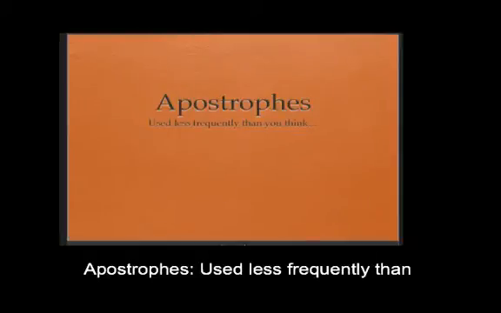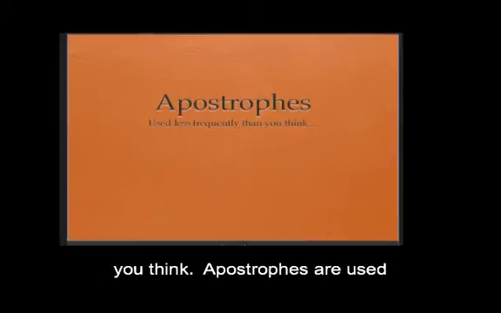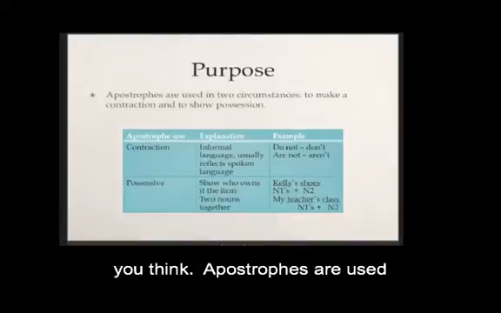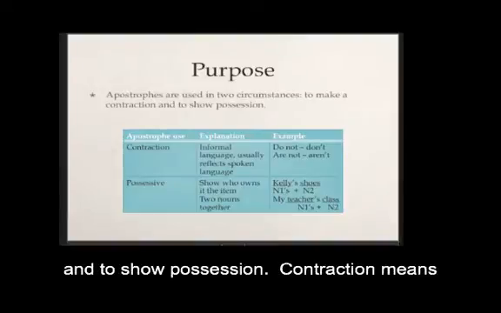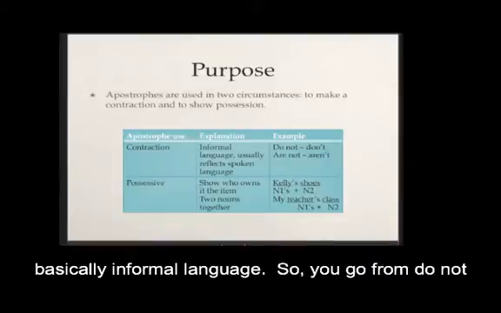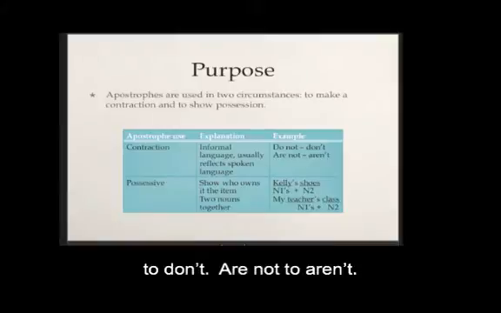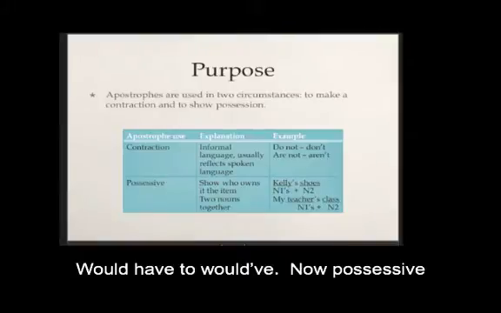Apostrophes, used less frequently than you think. Apostrophes are used in two circumstances: to make a contraction and to show possession. Contraction means basically informal language. So you go from do not to don't, are not to aren't, would have to would've.